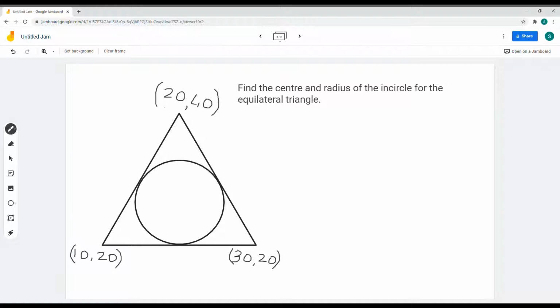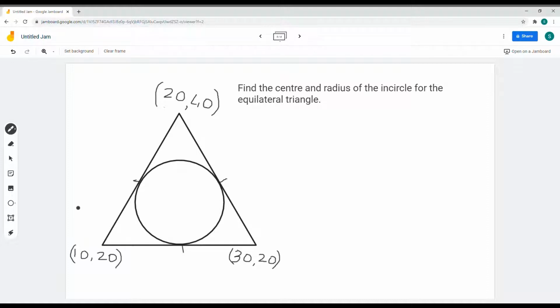So that means we need to find out the midpoint of this side, the midpoint of this side, and the midpoint of this side. Now the advantage here is if you find out any two sides, it's enough. It should help us solve the center and the radius of the incircle.